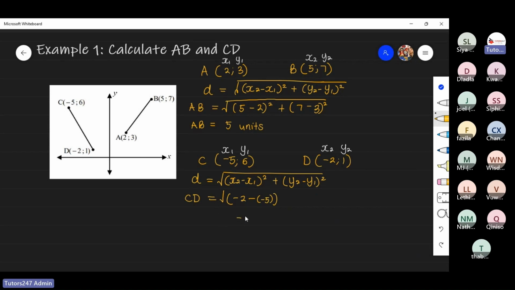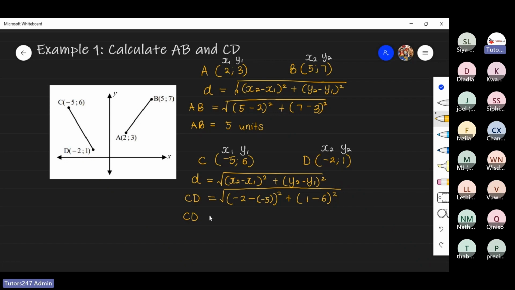If you just substituted minus 2 minus 5, that is wrong. You have to substitute the negative 5. So you bring down the negative from the formula, open a bracket, put negative 5, then close your bracket. So let us continue. And don't forget, this is squared plus y2, which is 1, minus y1, which is 6, close the bracket, squared.